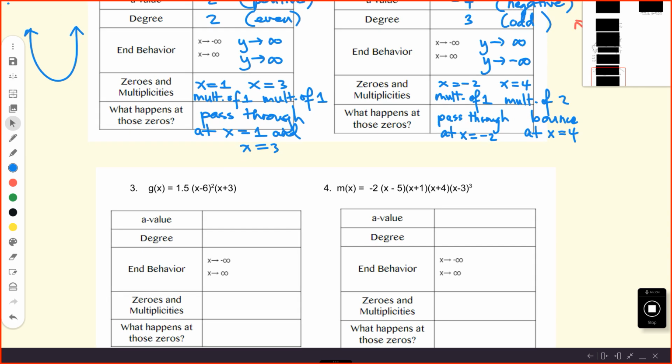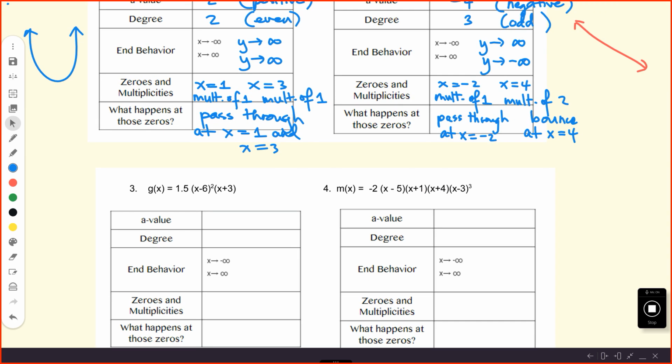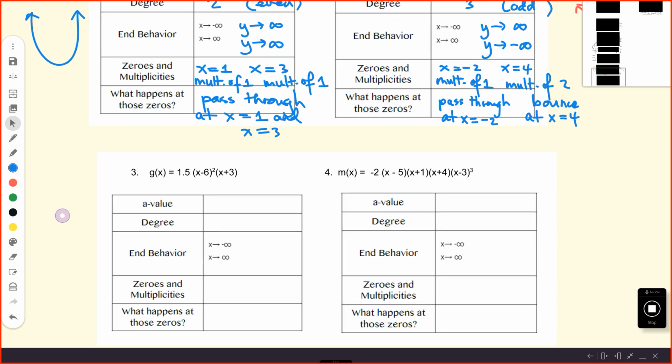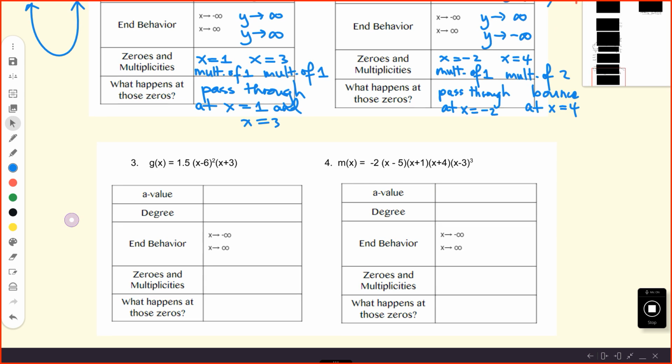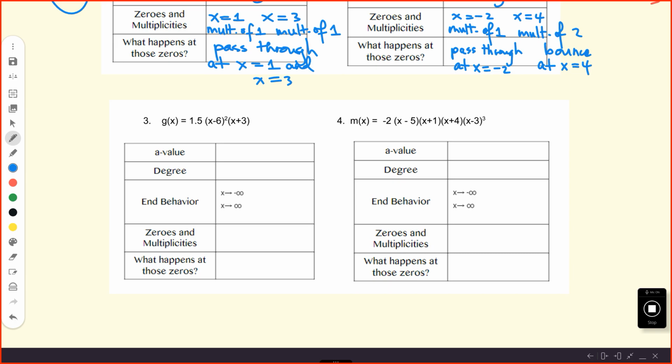I will do number 3, and then you can do number 4. Okay? So number 4, we have 4 zeros here because we have 4 factors. All right, let's do number 3. What is the A value? What is the leading coefficient? Okay, 1.5. And that's a positive 1.5. So that's greater than 0.